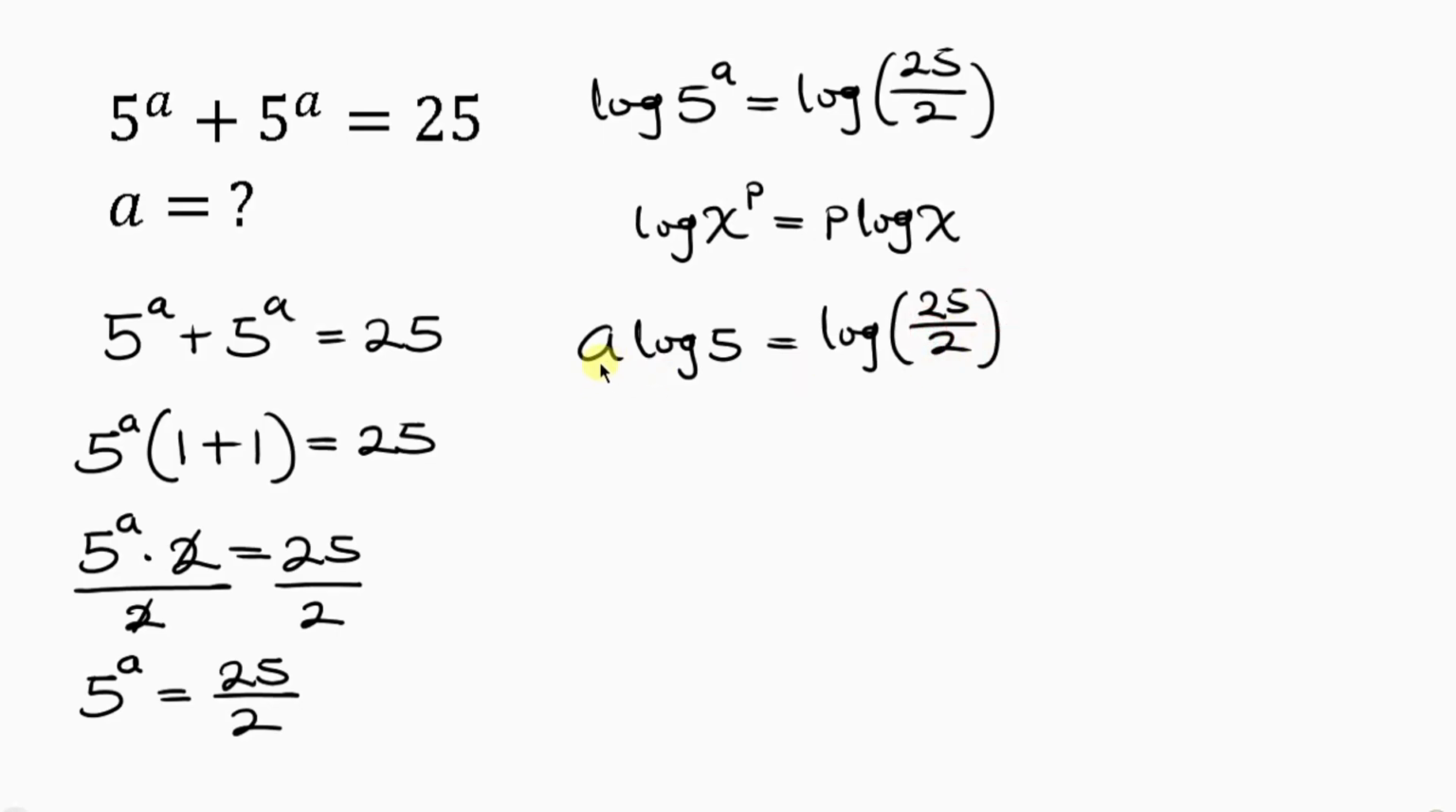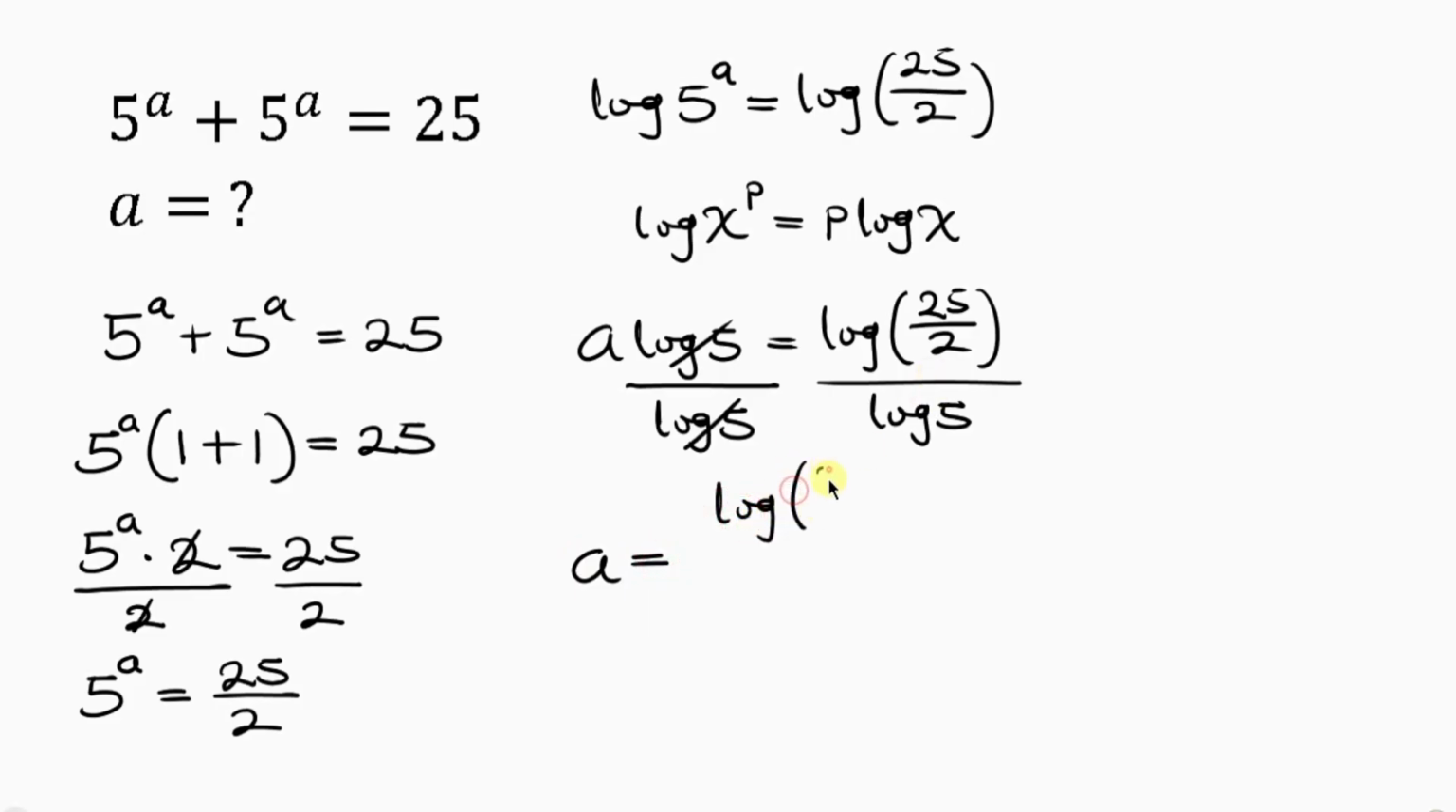Now to get the value of a, I just have to divide both sides by log 5. So I'll divide the left hand side by log 5. I'll also divide the right hand side by log 5. Now see that this log 5 cancels out this log 5, leaving behind a to be equal to the log of 25 over 2 all over the log of 5.